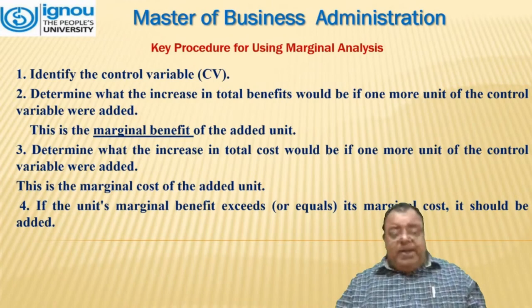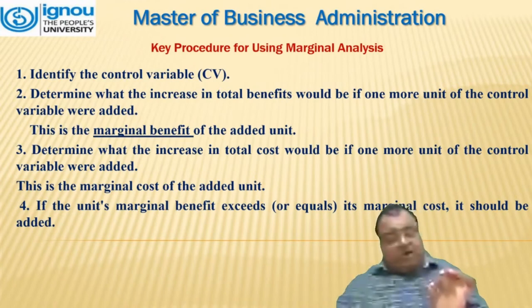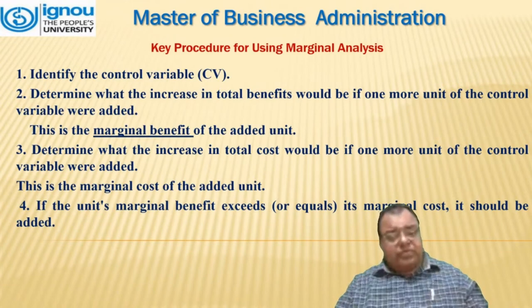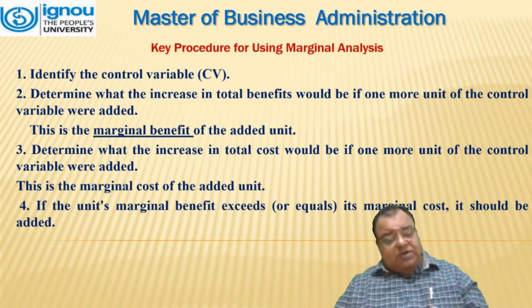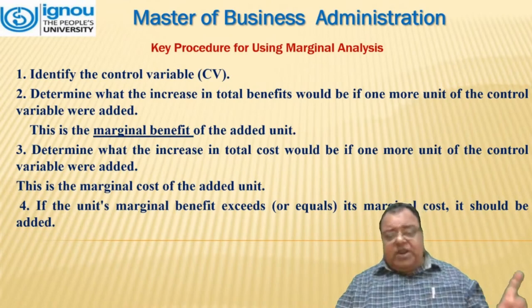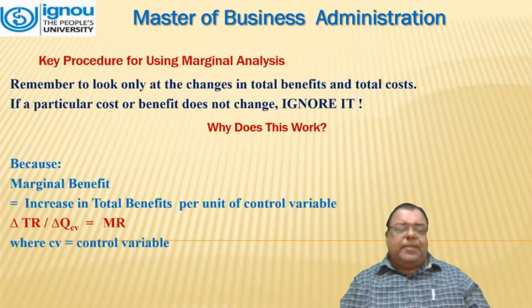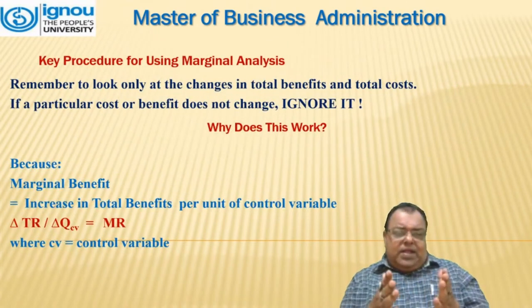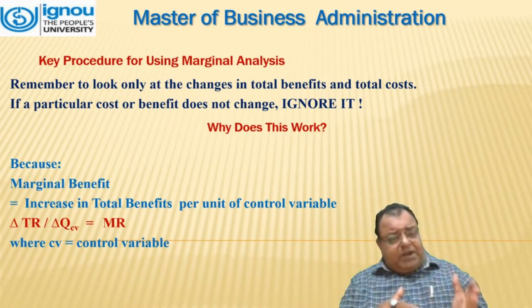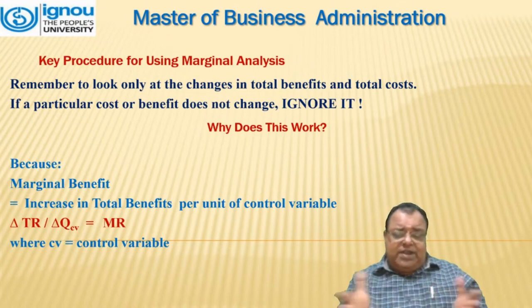Third, determine what the increase in total cost would be if 1 more unit of the control variable were added. This is the marginal cost of the added unit. And if the unit's marginal benefit exceeds or equals its marginal cost, it should be added. What is the procedure we follow for using marginal analysis? Remember, you look at the changes in the total benefits and total cost. If a particular cost or benefit does not change, ignore it.